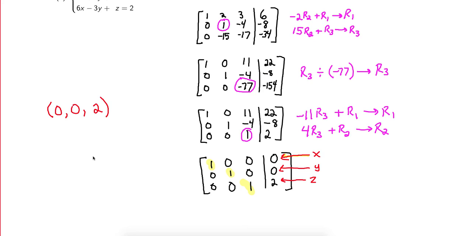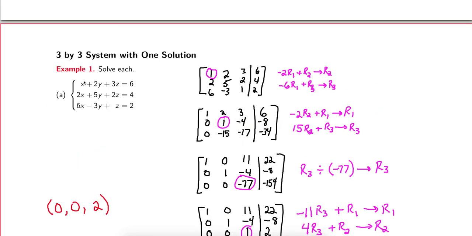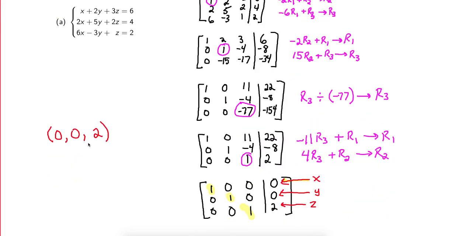Or if we made vectors out of each of the columns for i hat, j hat, and this would be k hat, we would need no i hats, no j hats, but we would need 2 of these k hats in order to get to the point 6, 4, and 2. So you can use that as well. But 0, 0, 2 is our final answer.